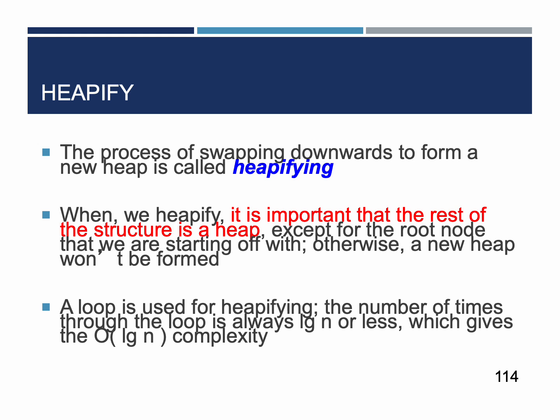Okay, heapify. The process of swapping downwards to form a new heap is called heapifying. When we heapify, it is important that the rest of the structure is a heap, except for the root node that we are starting off with. Otherwise, a new heap won't be formed. A loop is used for heapifying. The number of times through the loop is always log n or less, which gives the big O log n complexity.